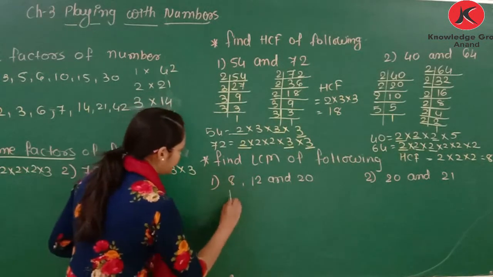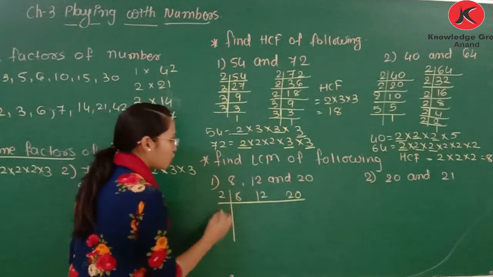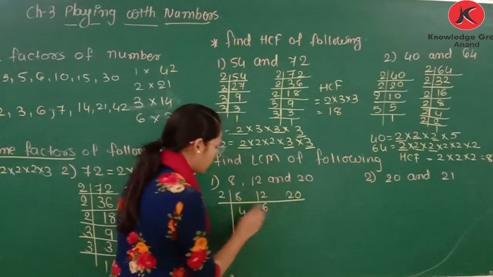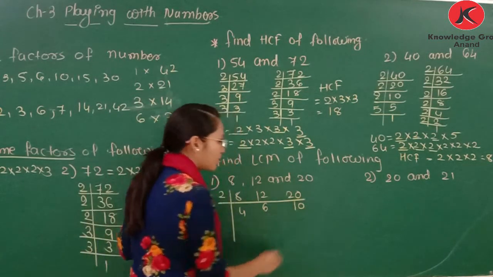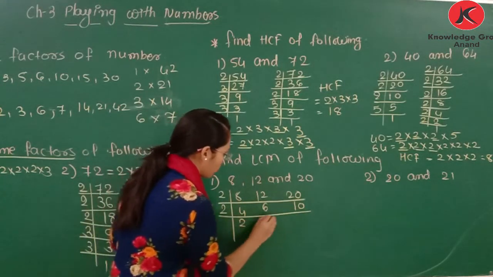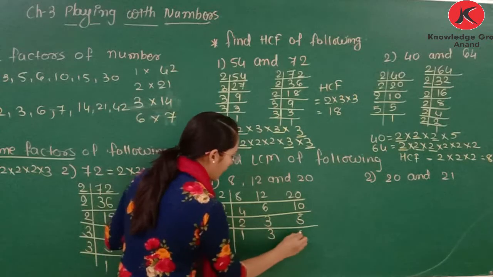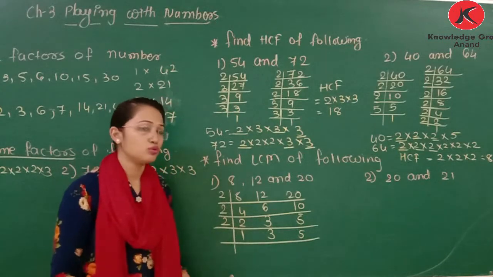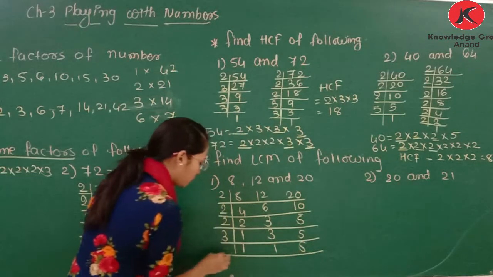Okay, so here 8, 12, 20. To find the LCM we need to use this method. 2 4s are 8, 2 6s are 12, and 2 10s are 20. Now again all three numbers are divisible by 2, so 2 2s are 4, 2 3s are 6, 2 5s are 10. Again it is divisible by 2, 2 1s are 2, 3 and 5 are as it is. Now 1, 3 and 5 are not divisible by 2, so take the next prime number, that is 3. So 3 1s are 3, and 5 as it is 5.